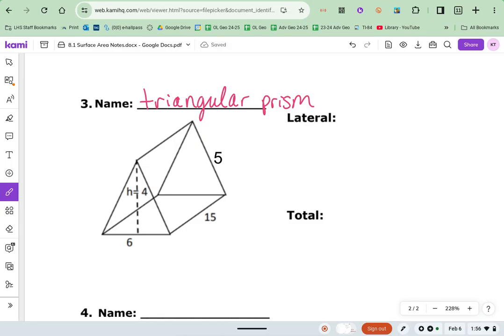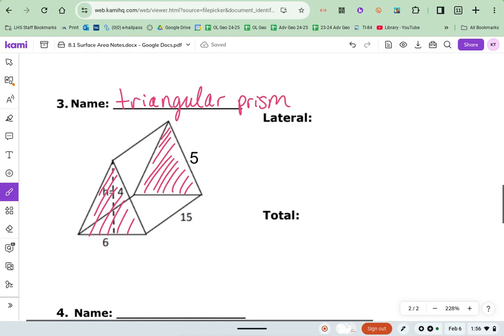All right, so this is the one that trips people up because they look at it and they think, oh, this is a base with a rectangle because it's sitting on a rectangle. But remember, bases are parallel in a prism. So it's actually these triangle pieces that are the bases. So that's important to remember.